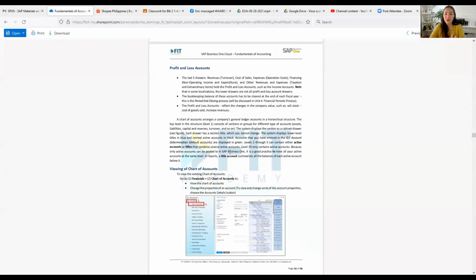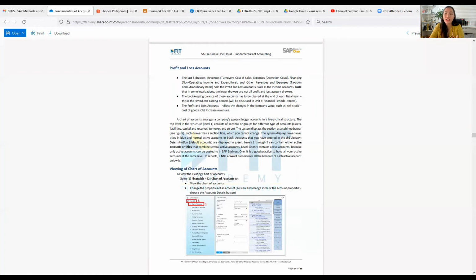A chart of accounts arranges a company's general ledger accounts in a hierarchical structure. The top level in the structure is level 1, which consists of sections or groups for different types of accounts, which are assets, liabilities, capital, reserves, turnover, and so on. The system displays the section as a cabinet drawer. As you can see in the figure I've recently shown, each drawer has a section title which you cannot change. Okay, the system displays lower level titles in blue and normal active status in black.